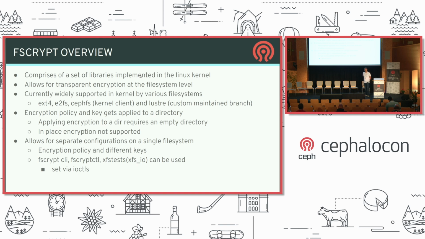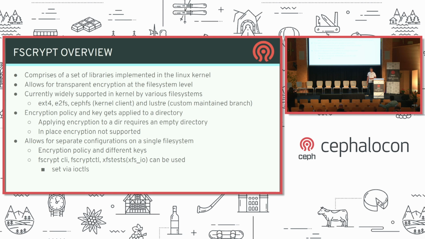So let's take a look at the overview of fscrypt. It comprises a set of libraries that are present in the upstream kernel. It enables the transparent encryption of a file system, so it's completely transparent to any type of operations. It's widely supported within the upstream kernel on various file systems, ext4, f2fs, as mentioned earlier in the CephFS talk, the kernel client, and then also the Lustre file system supports it as well, which is another distributed system.